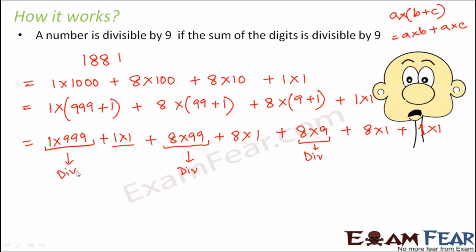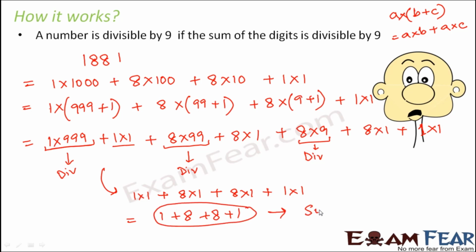So what are we left with? We are left with 1 into 1 plus 8 into 1 plus 8 into 1 plus 1 into 1, which is basically 1 plus 8 plus 8 plus 1. That is nothing but the sum of the digits. So we are only unsure about the sum of the digits. If the sum of the digits is divisible by 9, the remaining part is anyways divisible by 9, because the remaining portion has multiples of 9 like 99, 999, 9999 and so on. Therefore we check for the sum of the digits.